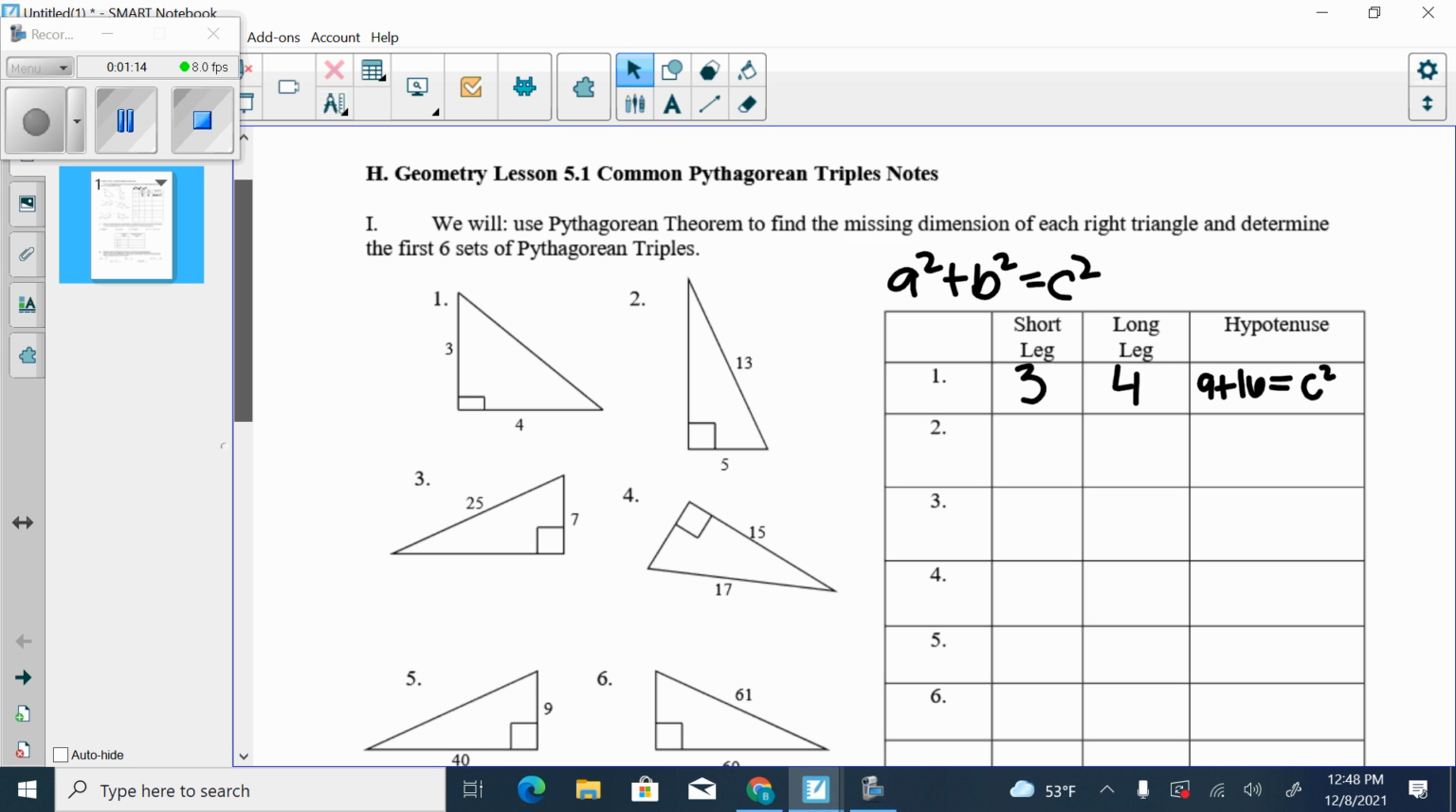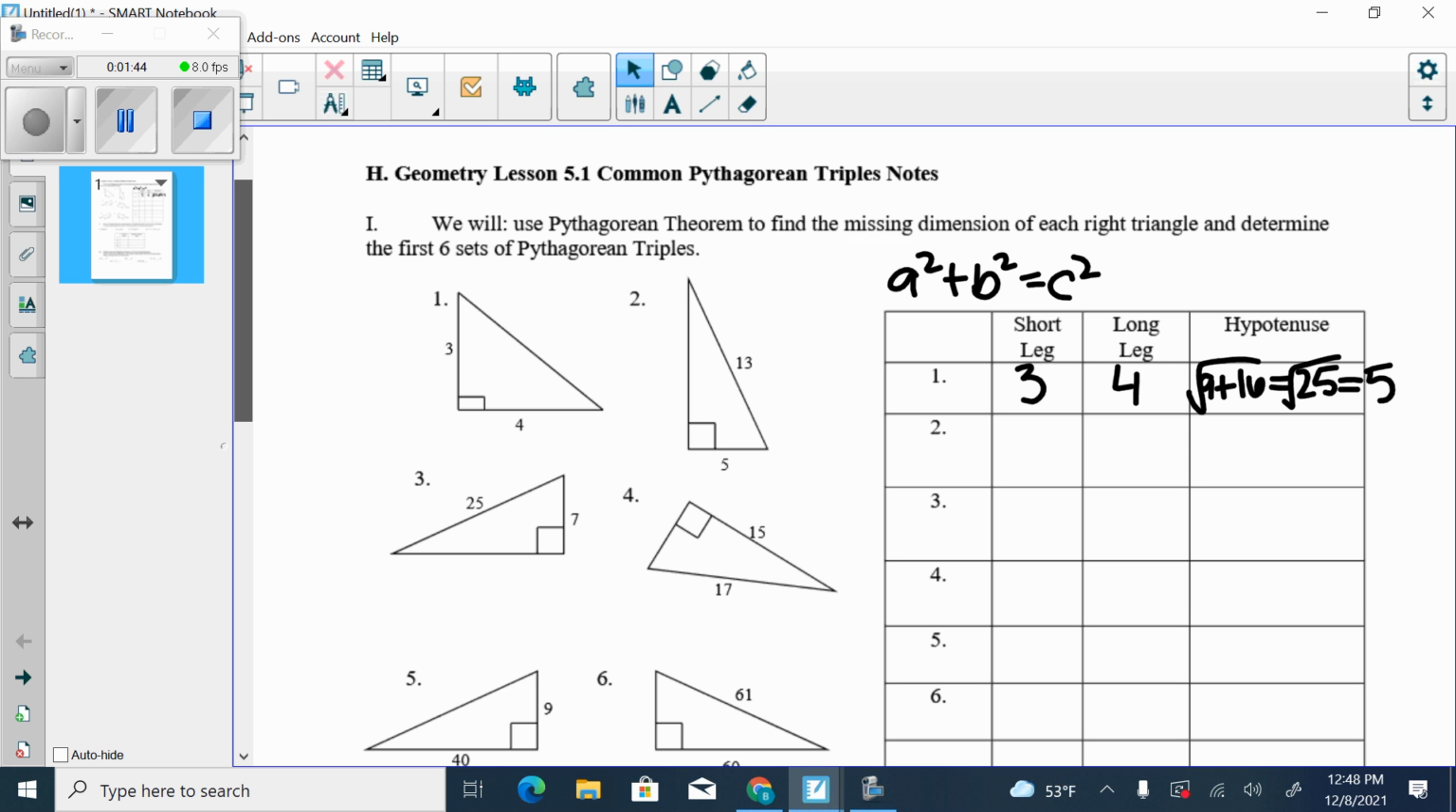But we don't want c squared, we want just c, right? So what would I need to do to the square? Yes, take the square root. So, like he said, this is 25, so I would need to take the square root of our sides, right? So we end up with our hypotenuse should be 5. Very good.